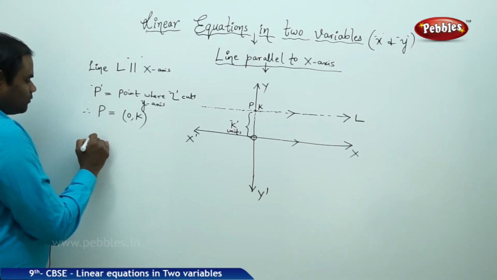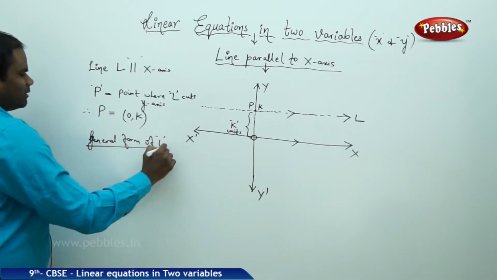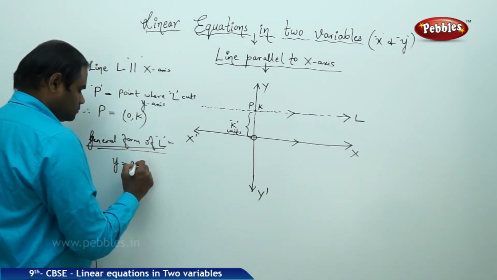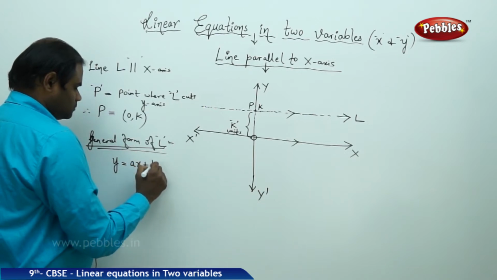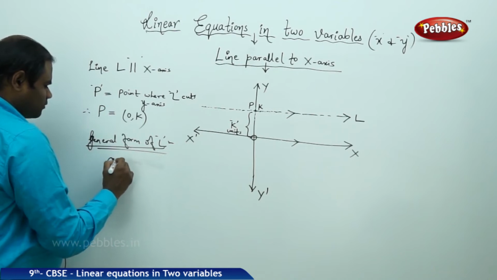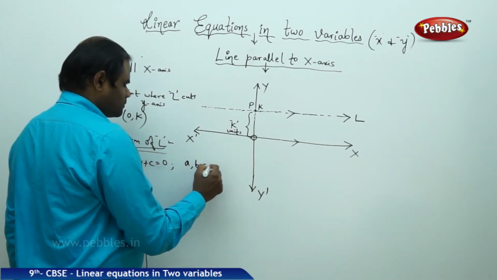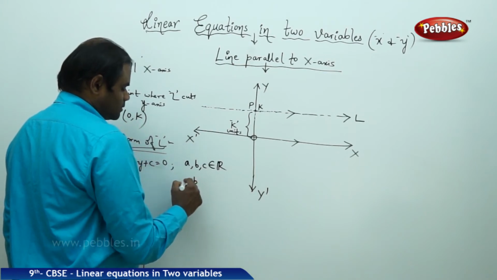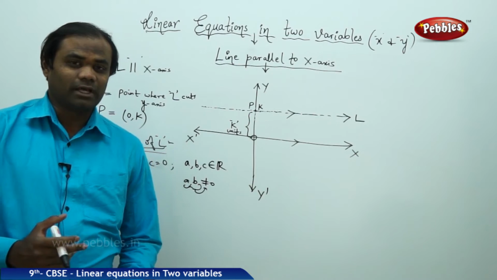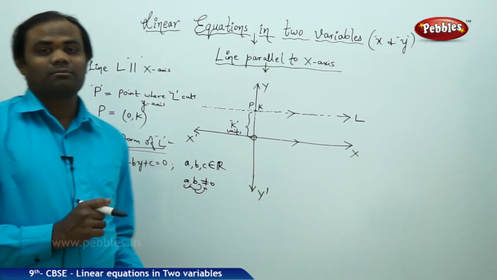Next, let me take the general form of line L, which we know is represented as ax plus by plus c equal to 0, where a, b, c are real numbers and a and b are not equal to 0. This is how we have discussed the general equation of a line or linear equation in two variables x and y, which can be represented in its general form as ax plus by plus c equal to 0.